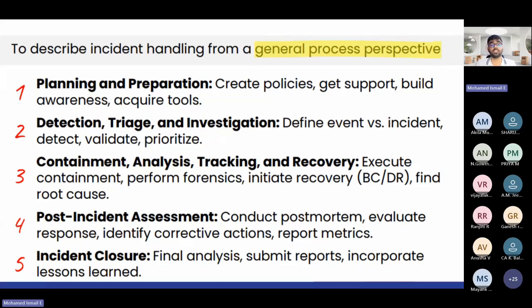Then post-incident assessment. What happens after an incident? So conduct a post-mortem. The post-mortem is a thorough investigation: the timestamp when the hacker entered the system, how the hacker entered, which is the front door, what time and which system got accessed by the hacker, which IP the hacker came from. The post-mortem reports are clearly formed and prepared.